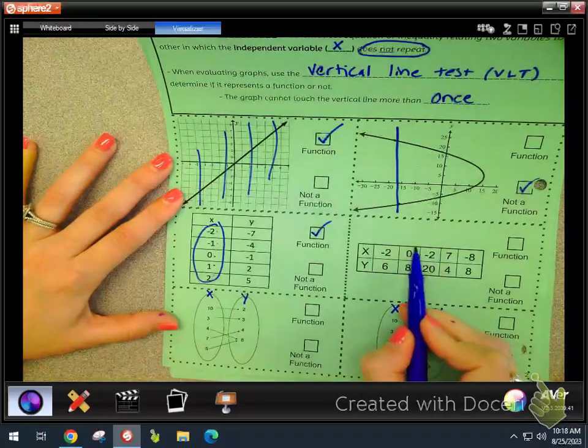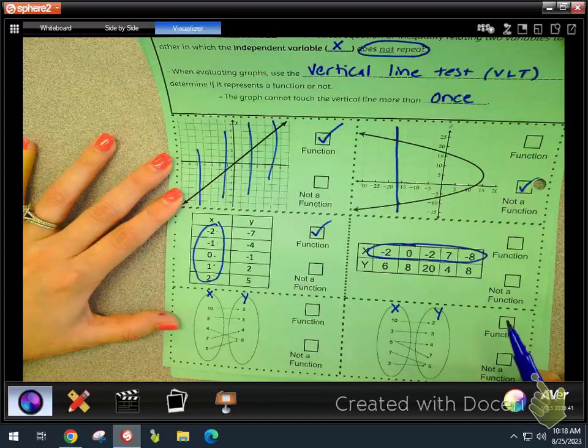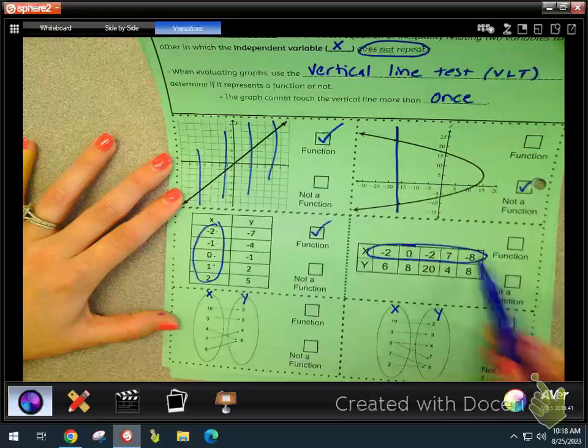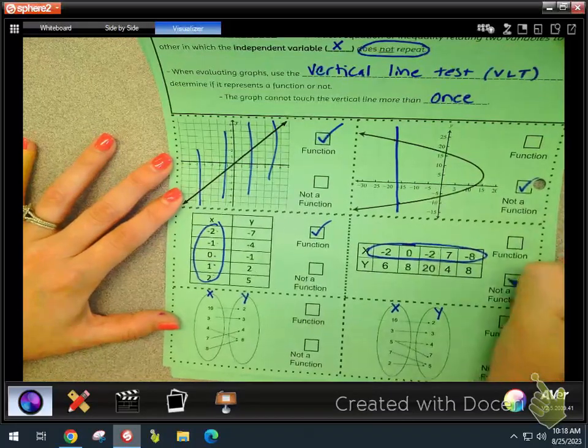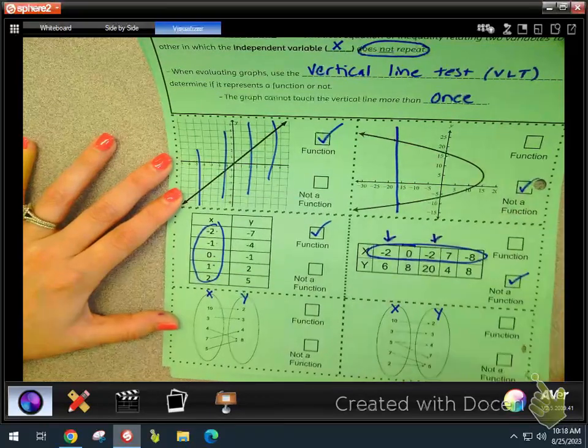All right, I'm going to circle my x's here. They turn the table sideways. That's okay. I still know where my x's are. They're in the top. Check them. -2, 0, -2, 7, -8. What repeated? -2 and -2. So that's a fail.